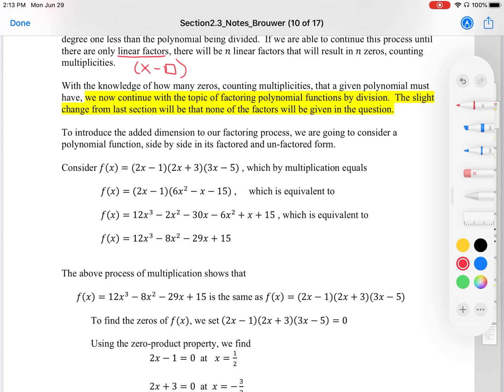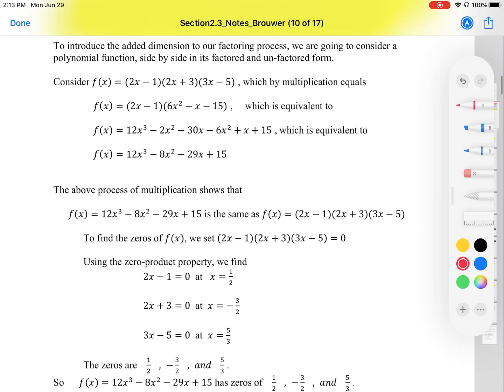With the knowledge of how many zeros, counting multiplicities, a given polynomial must have, we now continue with the topic of factoring polynomial functions by division. The slight change from last section will be that none of the factors will be given in the question. To introduce the added dimension of our factoring process, we're going to consider a polynomial function side by side in its factored and unfactored form.